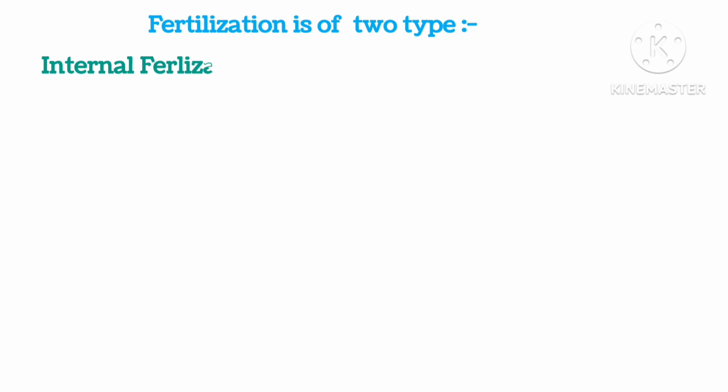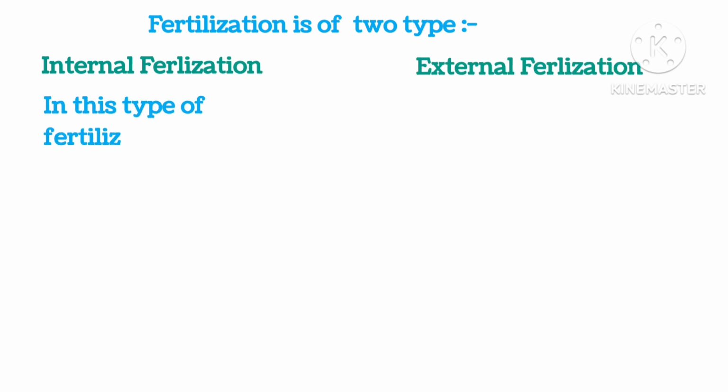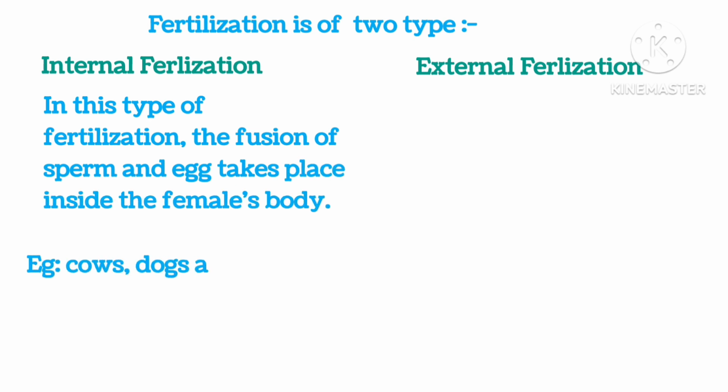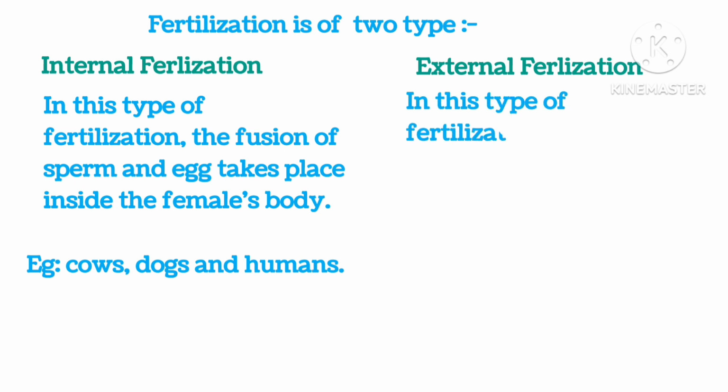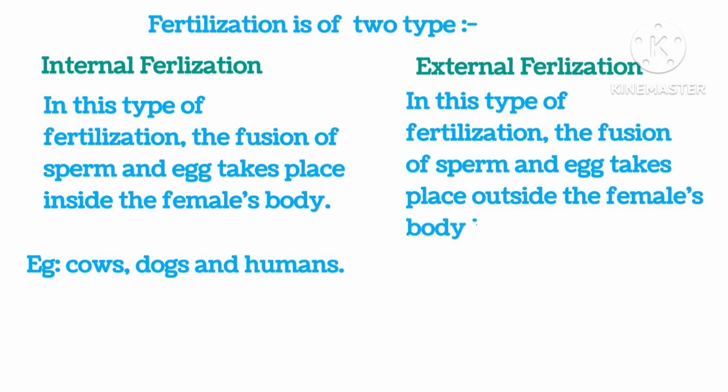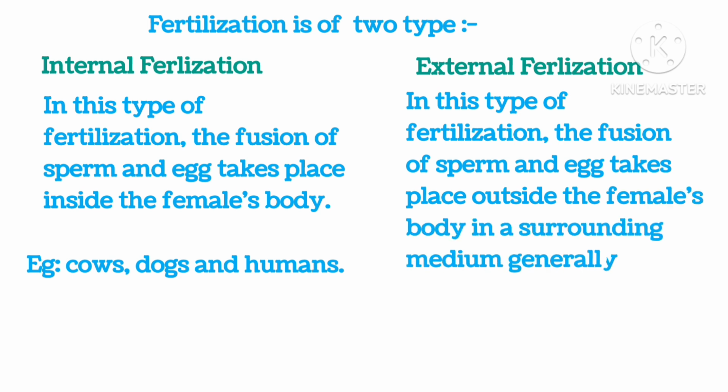Fertilization is of two types: internal fertilization and external fertilization. Internal fertilization: fusion of sperm and eggs takes place inside the female body, like in cows, dogs, humans. External fertilization: in this the fusion of sperm and egg takes place outside the female's body in the surrounding medium, generally water. Examples are fishes and frogs.